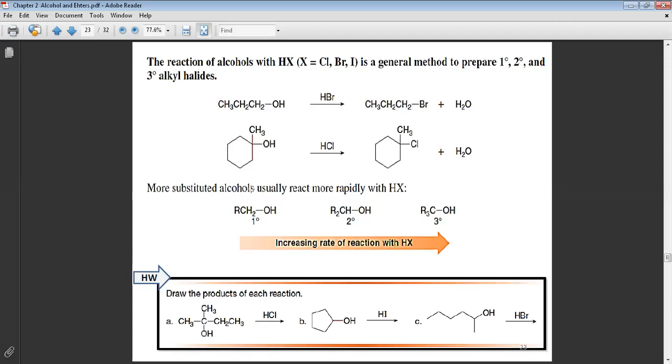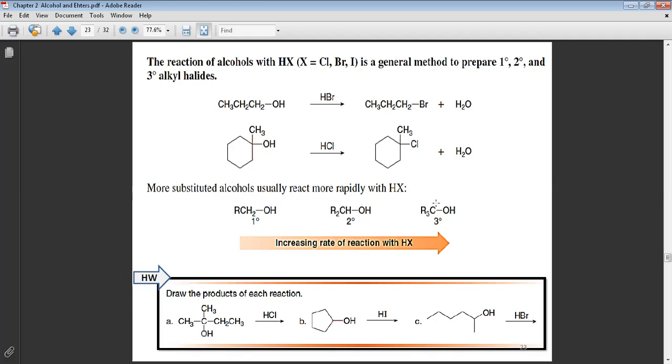More substituted alcohols usually react more rapidly with HX. More substituted alcohols react more readily, more rapidly, with HX. Why? Because of the stability of the carbocation, as we know. Look at this OH. If we make a carbocation, it will be a primary carbocation. This will be a secondary carbocation. This is a tertiary carbocation, which is more stable.